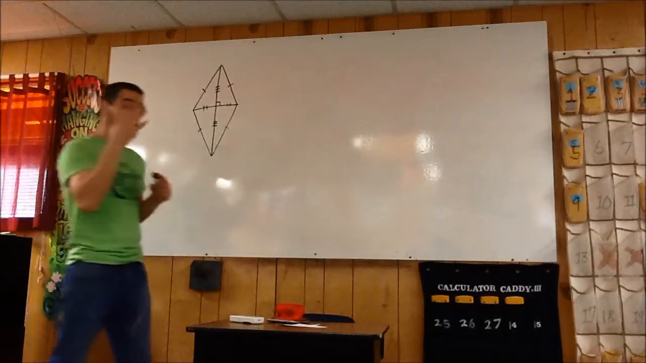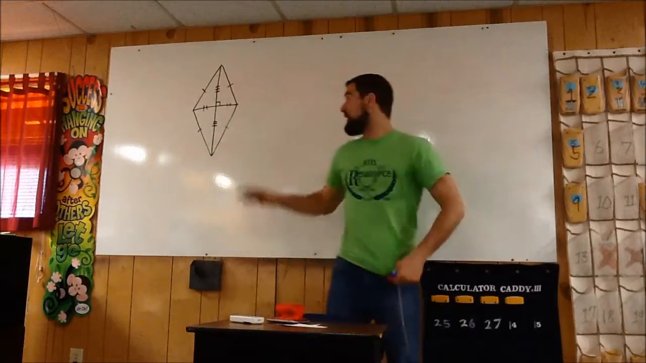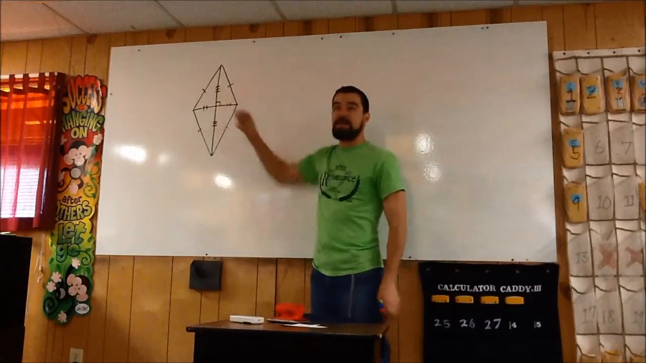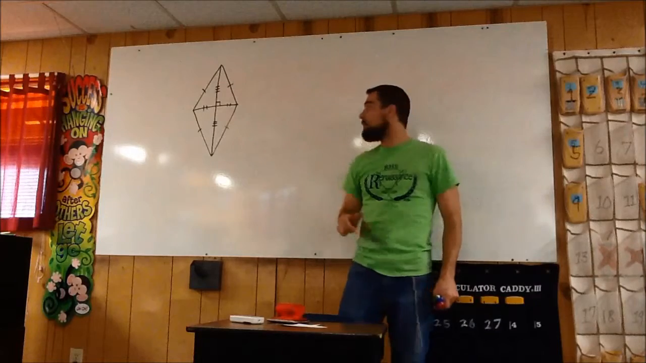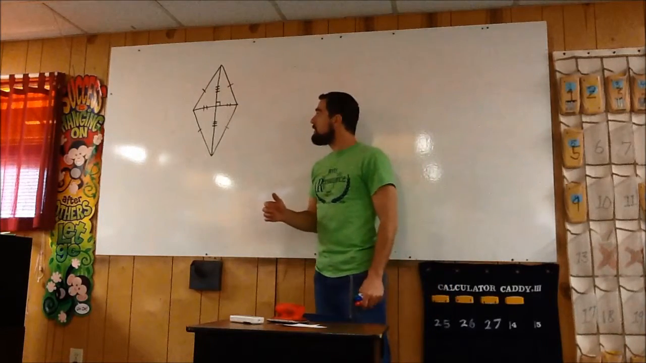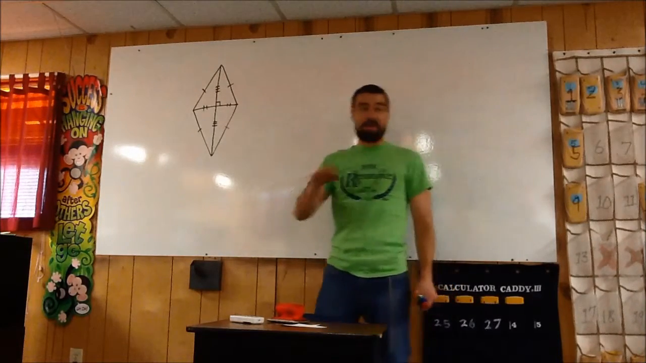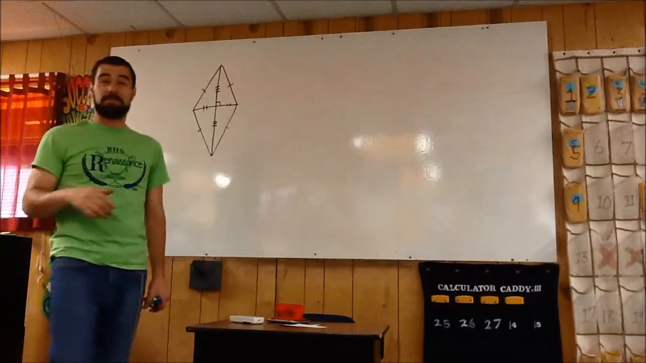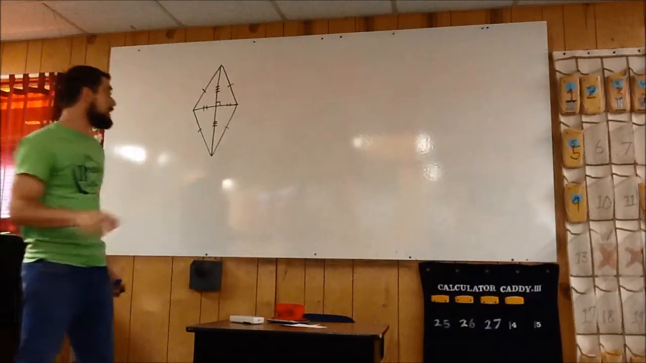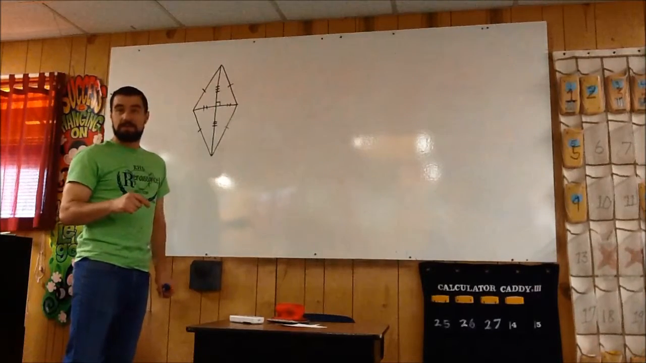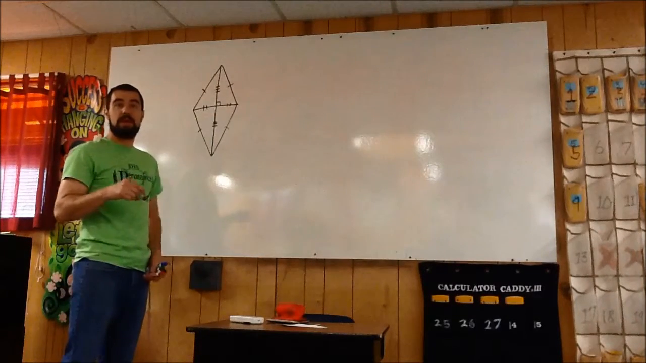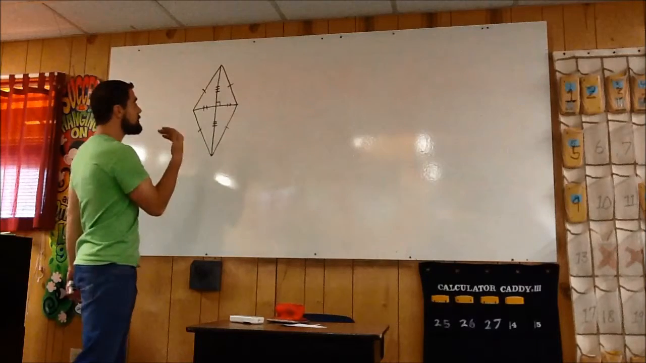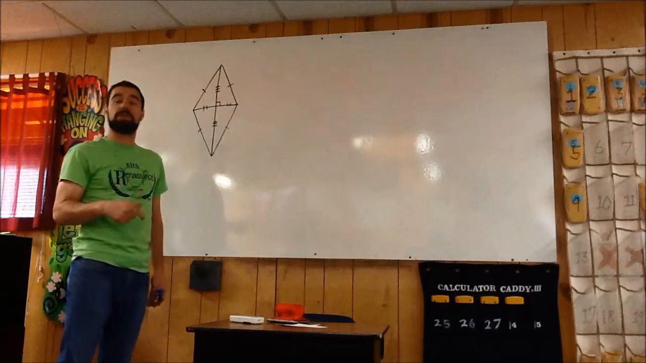Now, these 2 diagonals divide the rhombus inside into what kind of shapes? 4 right triangles. Yeah, 4 right triangles. What can we say about those 4 right triangles? They're all congruent. There are many ways, but please raise your hand and tell me one theorem that you can use to prove that these right triangles are congruent.